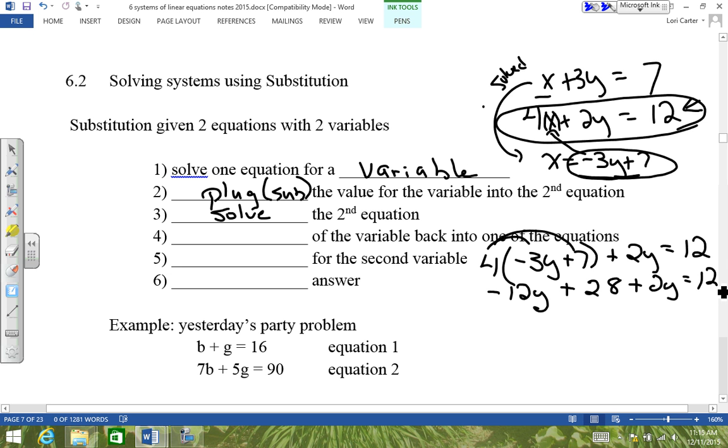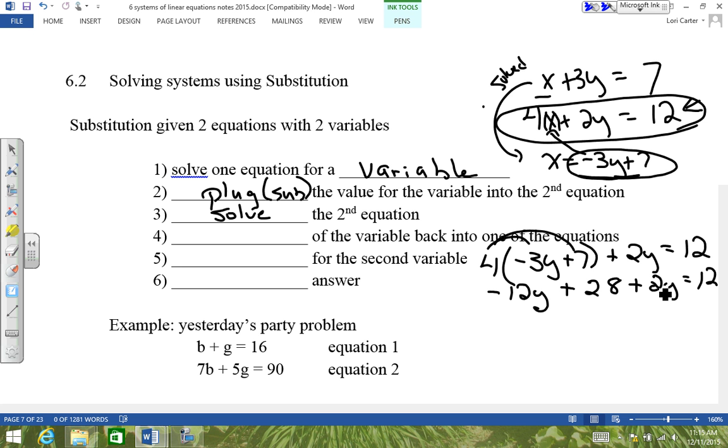All right, this is one mistake that everybody keeps making. Oh, this is really ugly. Yes, it is. When you go here, the next step is what? Add the y's together. Would you like to know what keeps happening on my tests? Isn't it negative 10y? Yes, it is negative 10y.